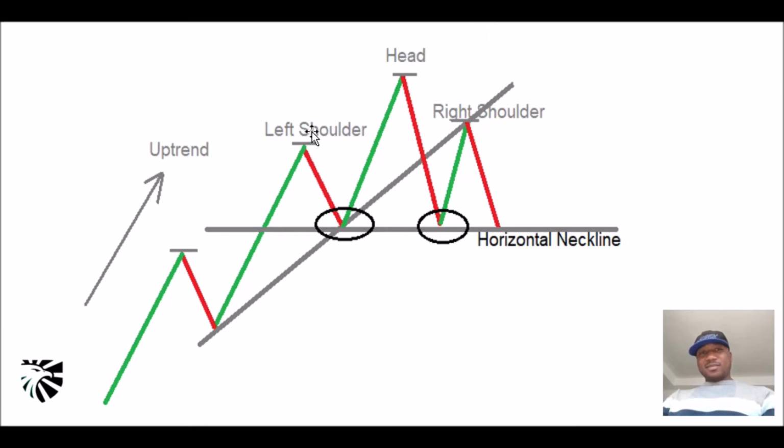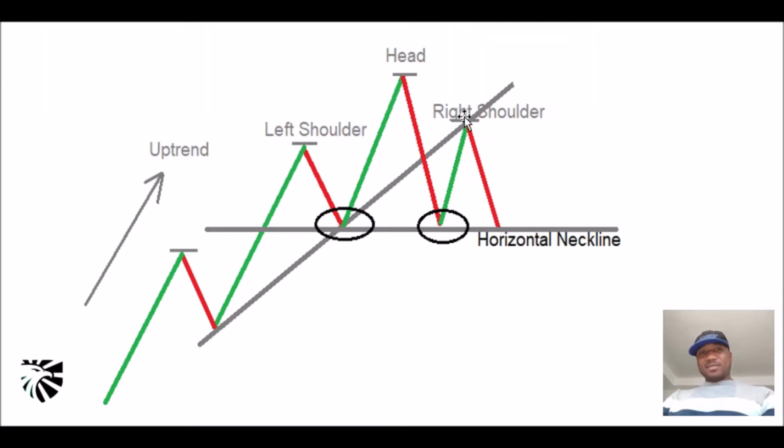Here we can see that this left shoulder is higher than this high, and the head is higher than the left shoulder, but the right shoulder is not higher than the head. So what happened here? The buyers are losing control. They couldn't produce a higher high.